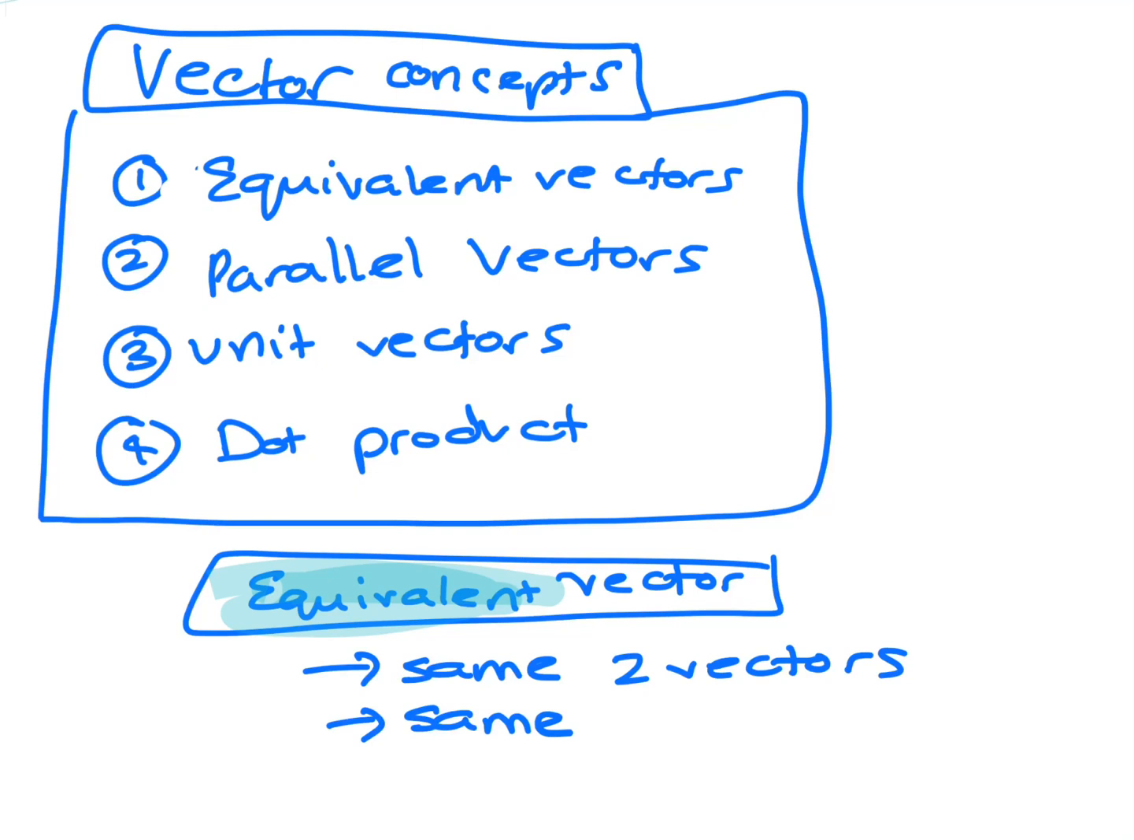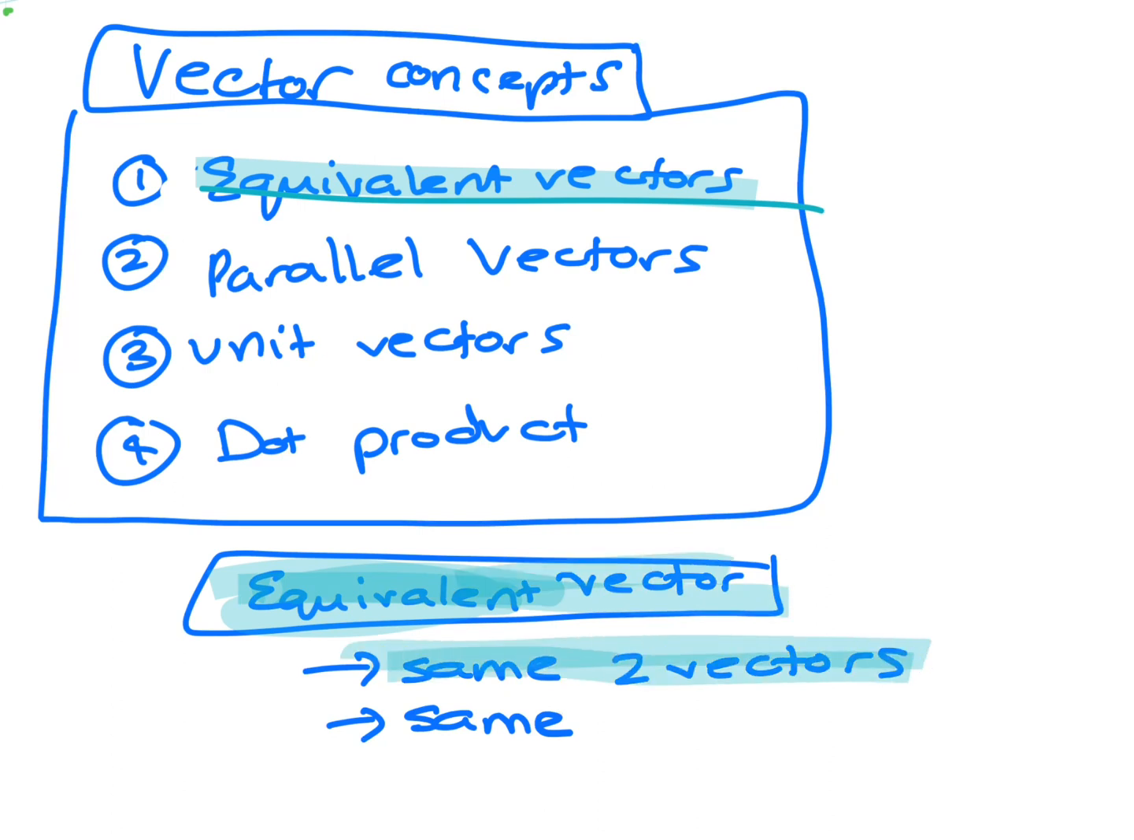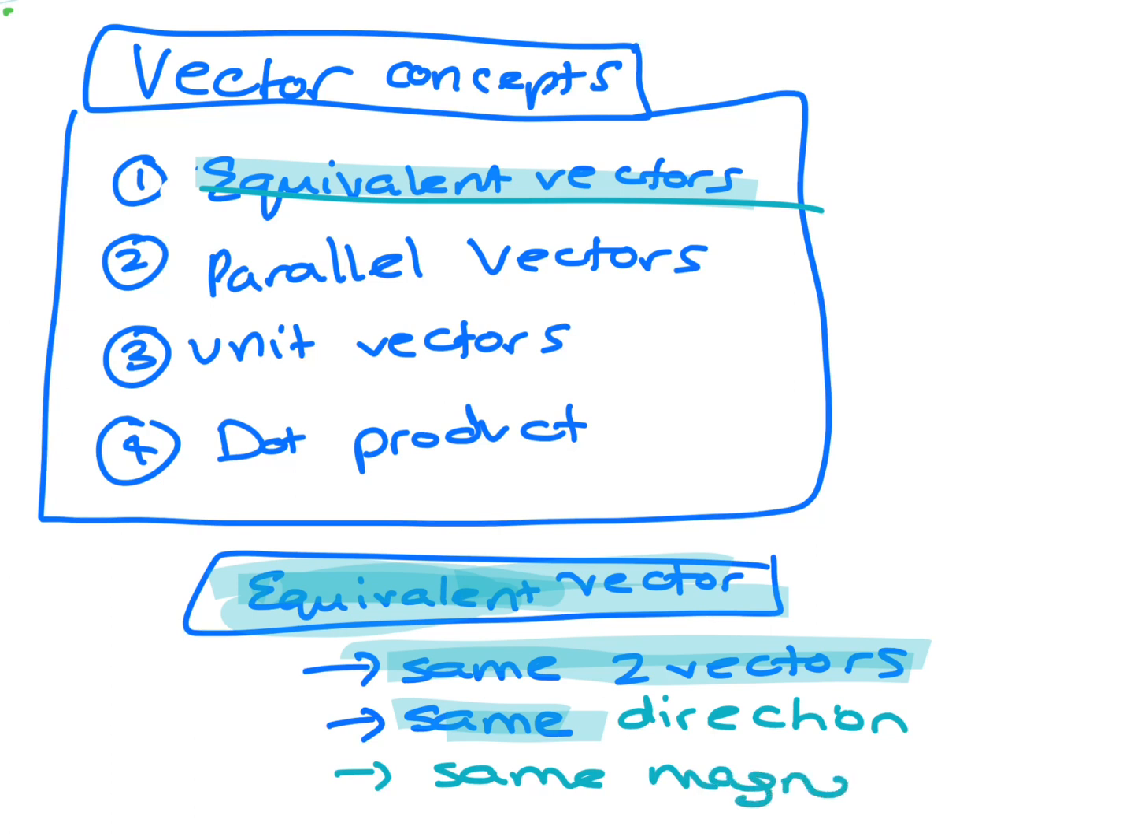Okay, so equivalent vectors, that's the first one we're going to look at here. An equivalent vector is when you have two vectors that are the same. Now, what do we mean by the same? The same means it has the same direction, and it has the same magnitude, or size.